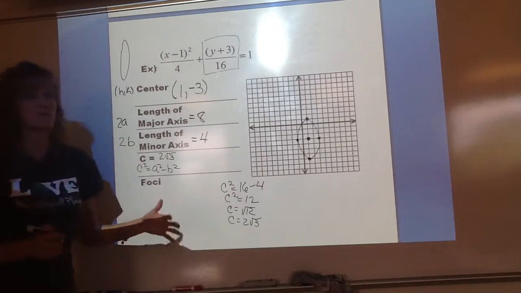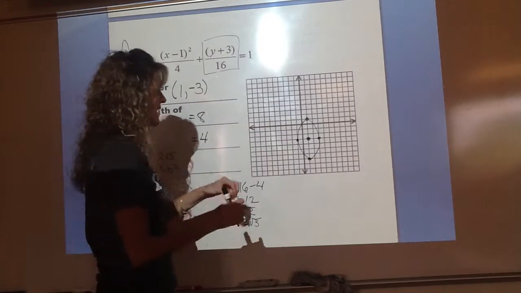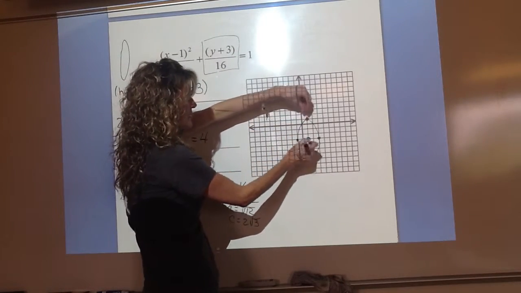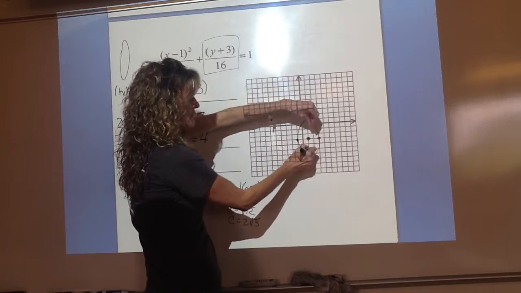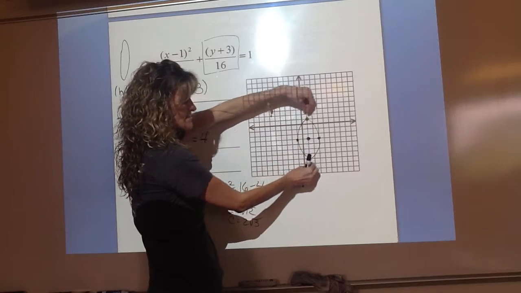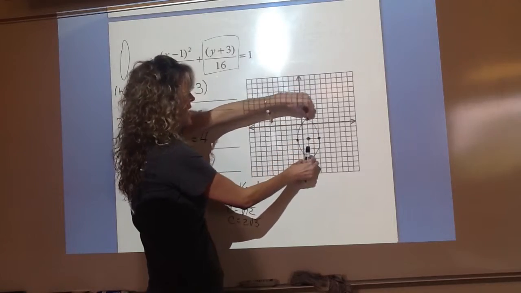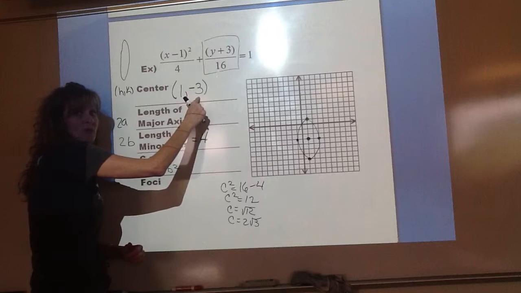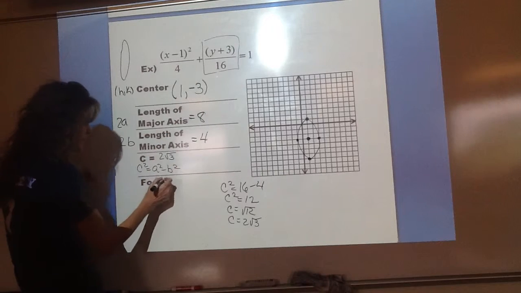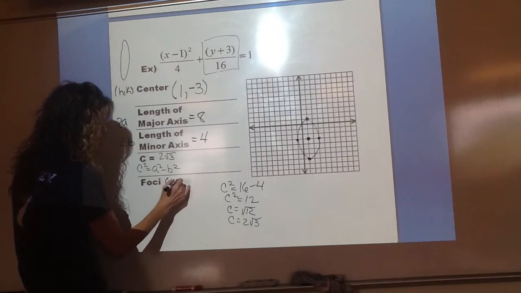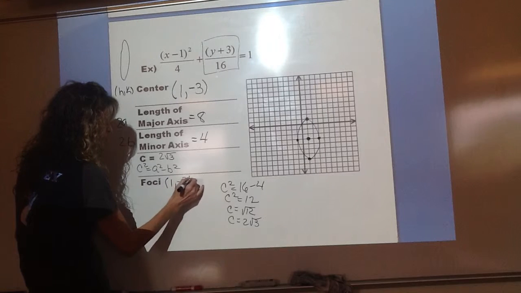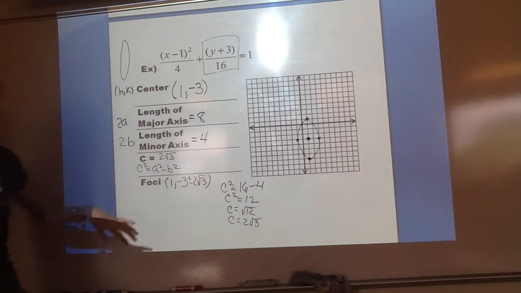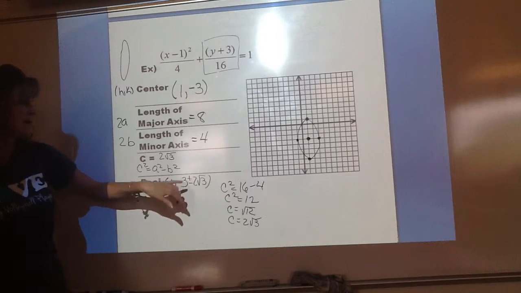So where is my foci? It's always on my major axis. My major axis is the longest distance. So it's this one. So it's going above and below the center because that's where my major axis is going up and down. So who am I adding and subtracting to? The y, because that's up and down. Okay? So my foci is going to be at 1, negative 3, plus or minus 2 square roots of 3, okay? Because it's h and then k plus or minus c.